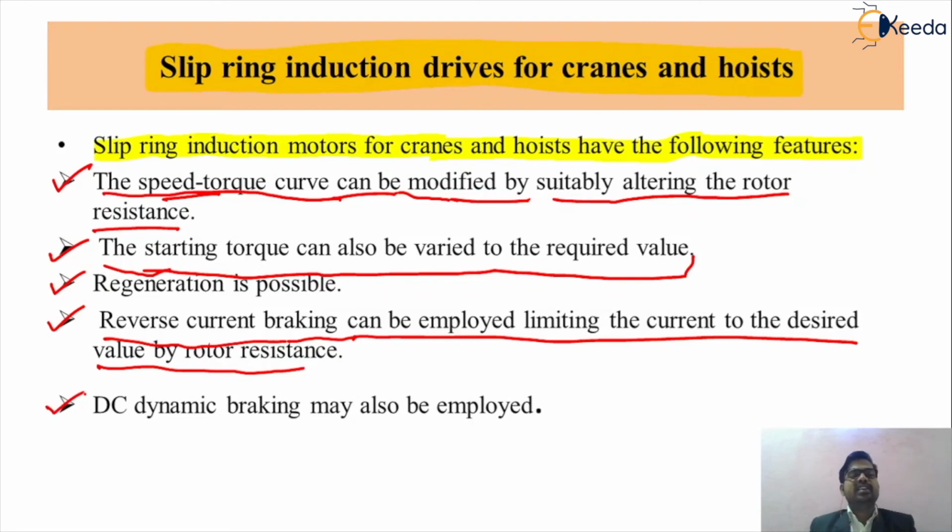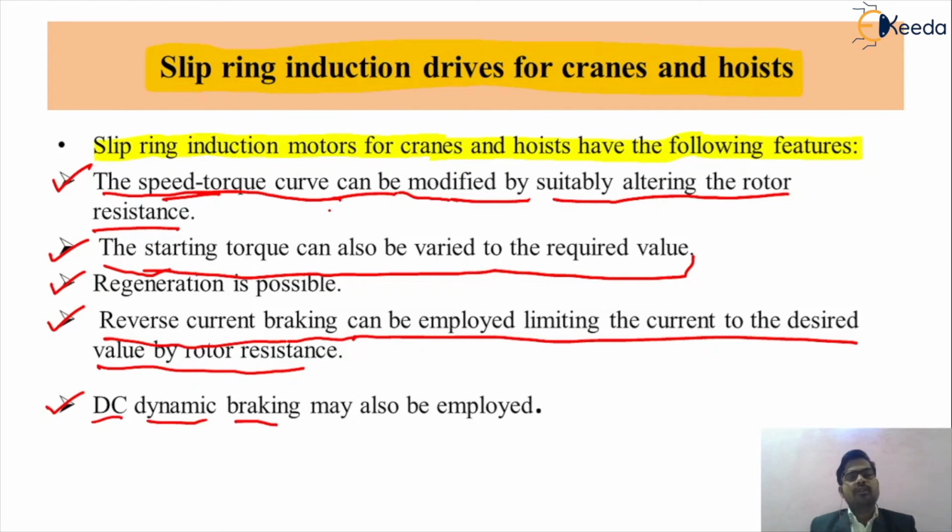Another important concept is that DC dynamic braking can also be employed. The DC dynamic braking is employed when we use the speed control method for the slip ring induction motor called the slip power recovery scheme. In the slip power recovery scheme, we recover the slip power, and DC dynamic braking is also possible, because in the rotor circuit of the slip ring induction motor we are using a resistance, and while changing the firing angle we can get the DC dynamic braking. So this is one of the advantages of the slip ring induction motor.